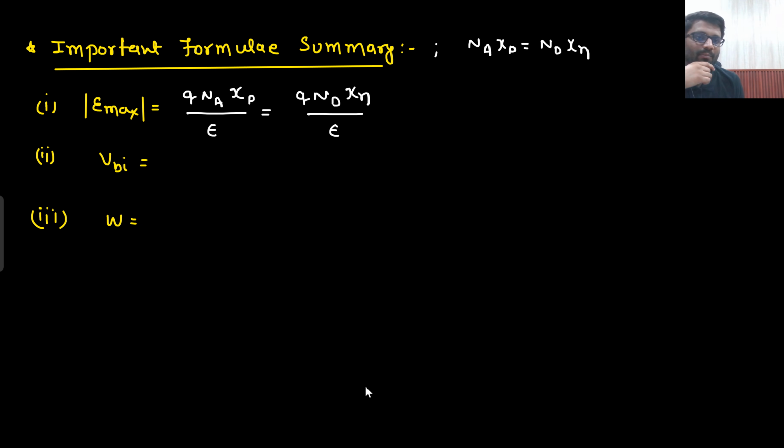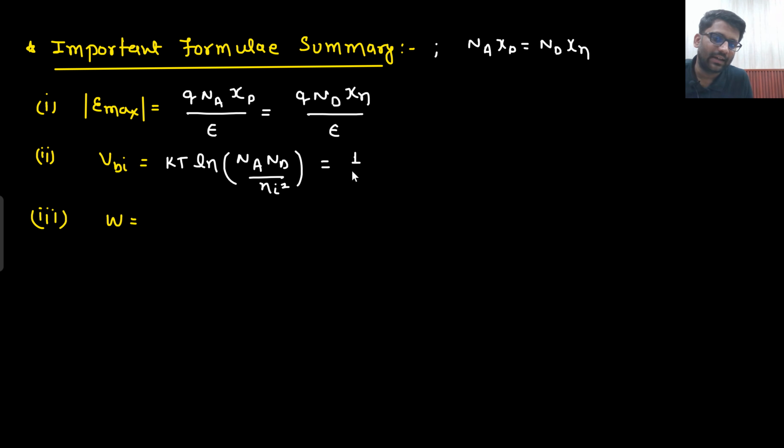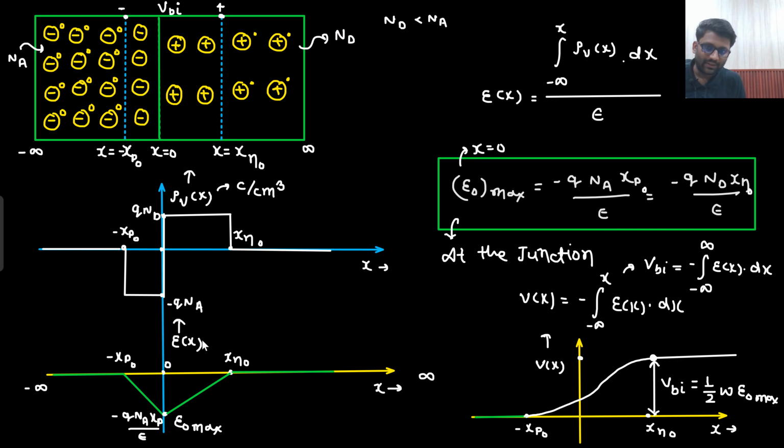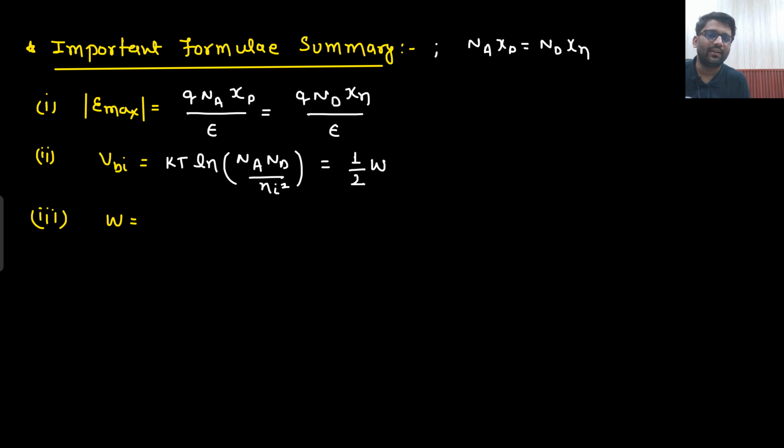Sir, what is the formula of built-in potential? So previously we got the formula kT ln Na Nd by Ni square, right sir? But this time here we got another formula. What was that? Sir, half into base, base was width, half into base into height. What was the height, sir? E naught max, that was the height.